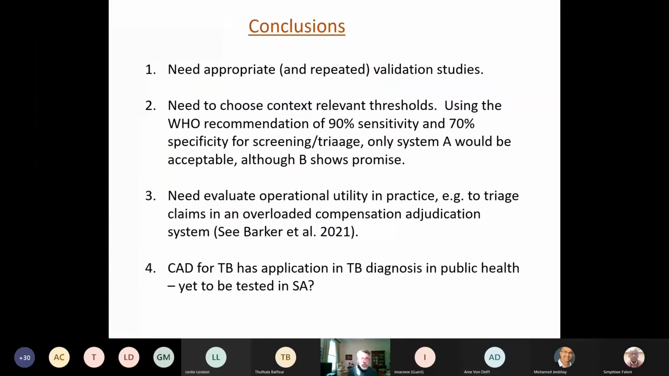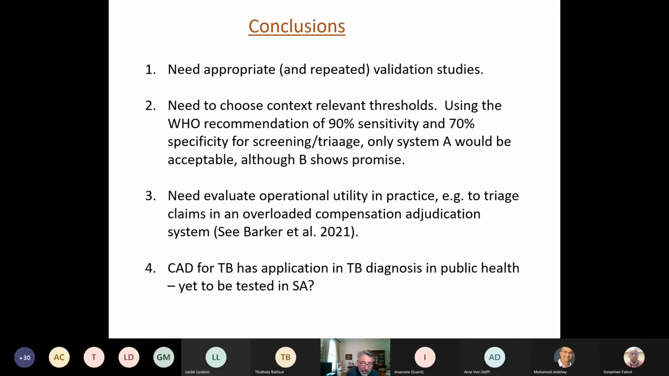So to conclude, we need appropriate and repeated validation studies. We need relevant context, relevant threshold. There may be other contexts in which you would use different criteria, and that's what I mean about context dependent. Maybe sensitivity might be less relevant, and you want greater specificity. We need to evaluate the operational utility in practice, and we need more experience with that.